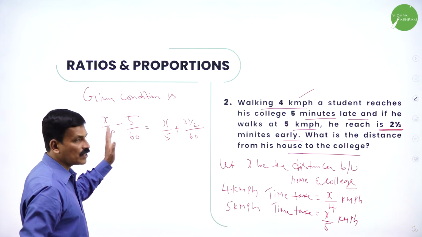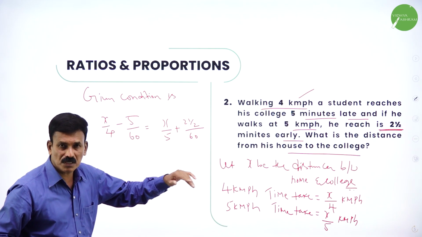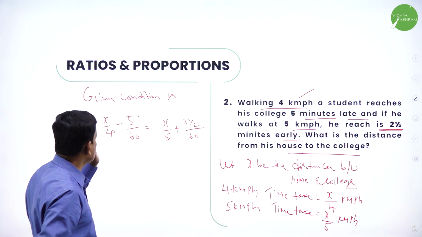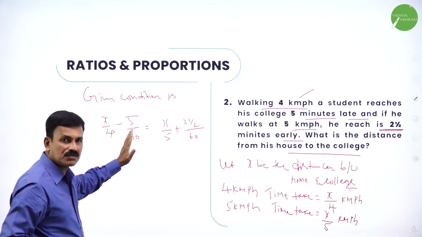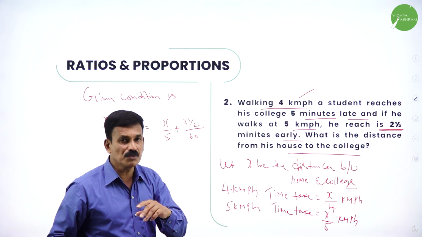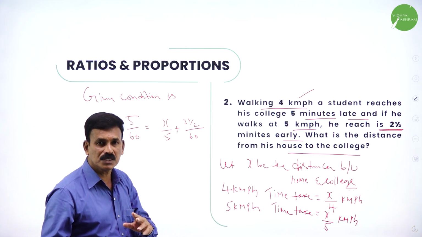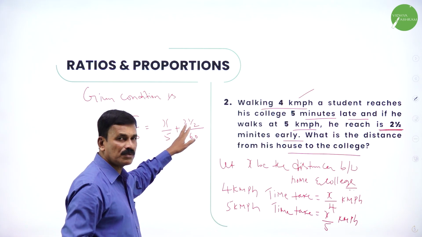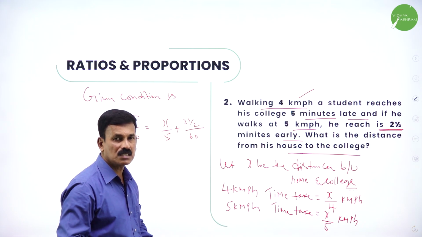Walking at a speed of 4 kilometers per hour, he reaches 5 minutes late. That can be written as x by 4 minus 5 by 60. Walking at a speed of 5 kilometers per hour, he reaches 2.5 minutes early. Therefore, x by 5 plus 2.5 divided by 60. This is the given condition.